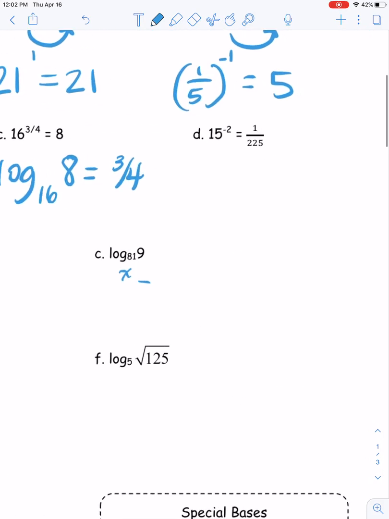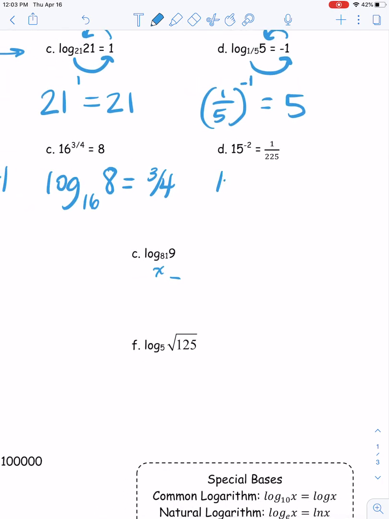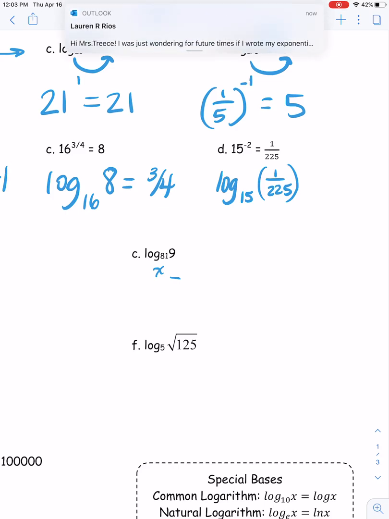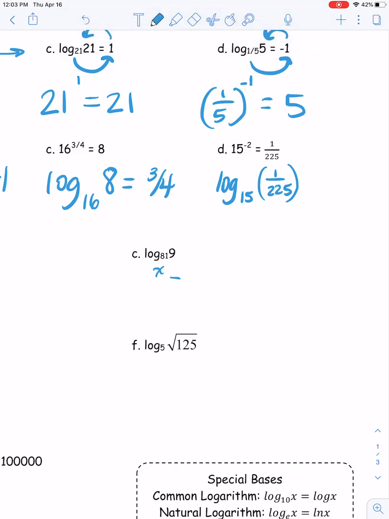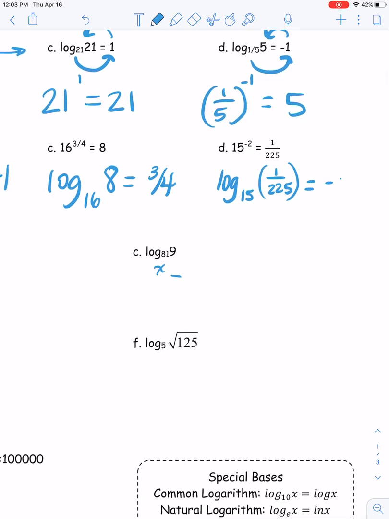One more time. I'll zoom in here. Log, what is the base? 15. Good. What is the argument? 1/225. You don't have to put that in parentheses. If you do, that is totally fine. Sometimes I do, sometimes I don't. It just depends on how it looks. If I think I need that separation or that barrier, just so I personally don't get confused, I'll put the parentheses. Again, you don't have to. If you want to leave them, leave them. And then equals, what is our exponent? Negative 2.